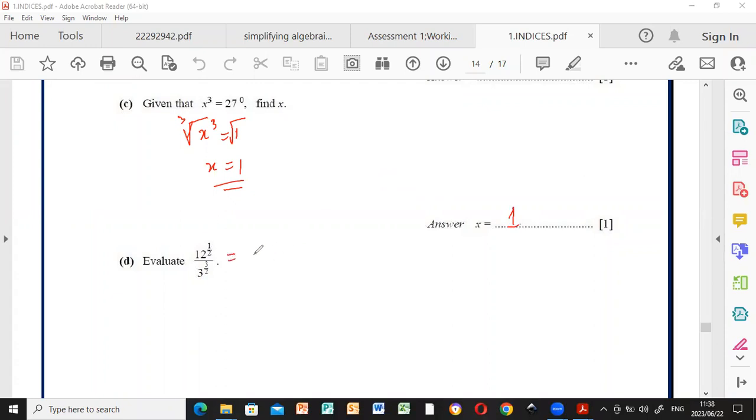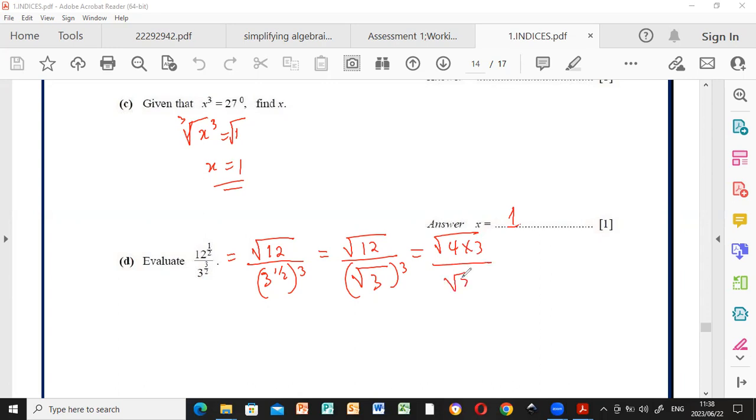So we also have this question, which is 12 to the power half. This is basically the square root of 12 over 3 to the power of 1 over 2, which is basically the same as 3 to the power of half, to the power of 3. So this is the same as the square root of 12 over the square root of 3 to the power of 3. Remember, 12 is the same as 4 times 3, all over the square root of 3 in brackets to the power of 3. This is the same as the square root of 4 times the square root of 3, all over the square root of 3 in brackets to the power of 3.